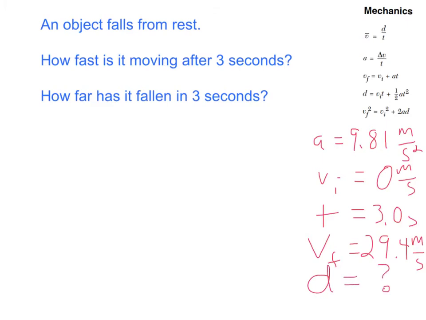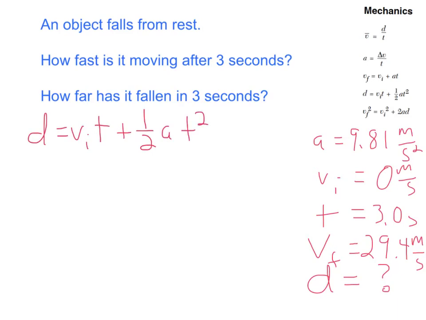So I need a formula that has distance and final velocity and time and initial velocity and acceleration. So basically this is kind of like the whole thing here. I need a formula that's got all the variables, and there's one of those, and that is this one. So let me write this down. Distance equals v initial times time plus 1/2 a t squared.